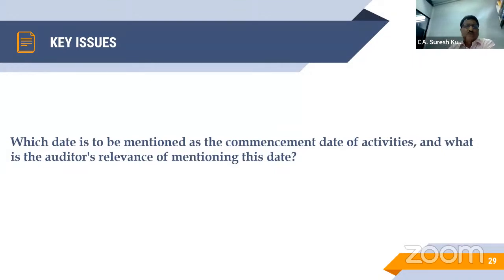Tarunji, you can take up these issues. Sir, as Suresh sir has suggested, for the provisional registration category, we need to mention the commencement date of activities. The reason is the provisional registration has to be converted to the regular registration within 6 months of the date of commencement of activities. Now, what shall be considered as the commencement date of activities and how does the auditor have to check this date?